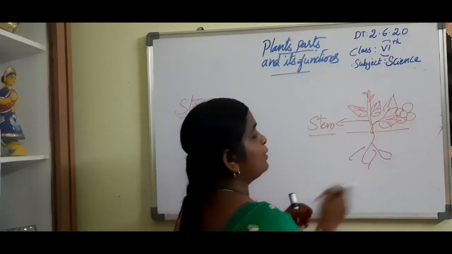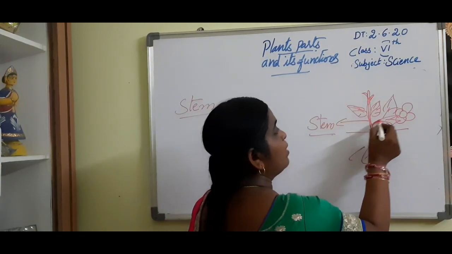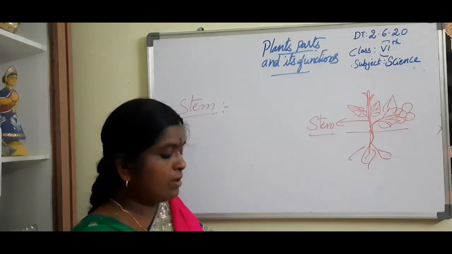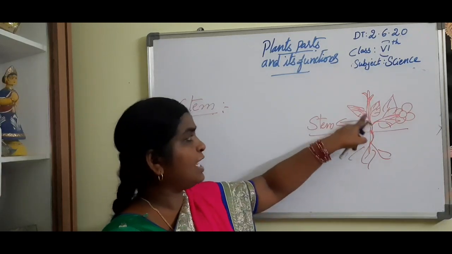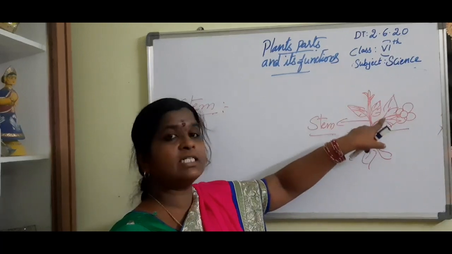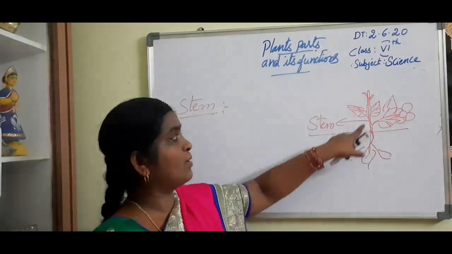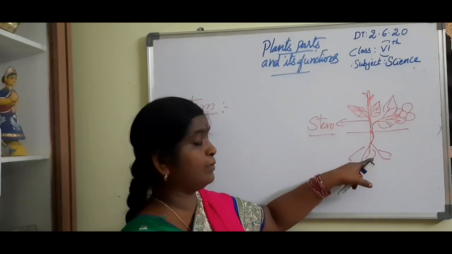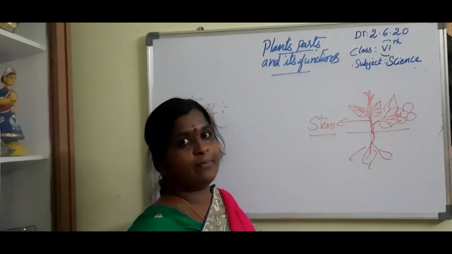Whatever water and minerals the roots are supplying, the stem supplies to all parts of the plant body. Not only this function, it gives shape to the plant, it gives support to the plant, and it bears all the branches, fruits, and flowers. The stem supplies the mineral salts and water from the roots to all parts of the plant body.